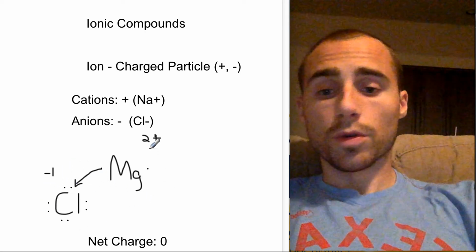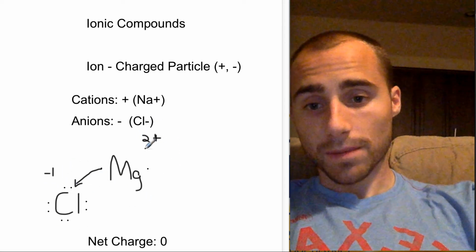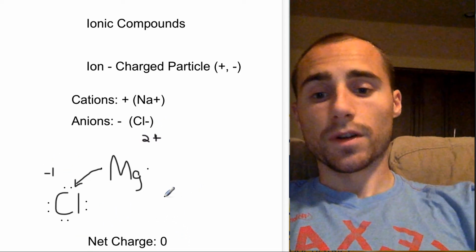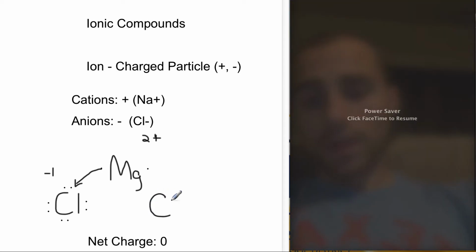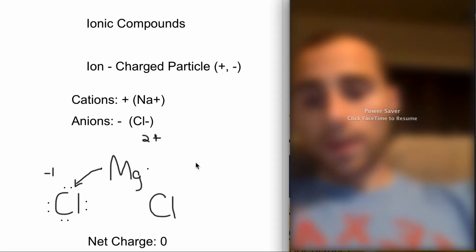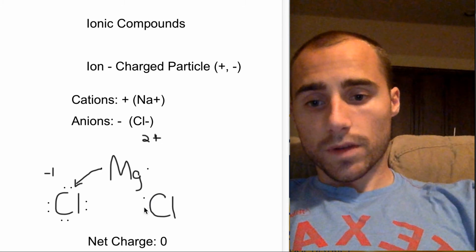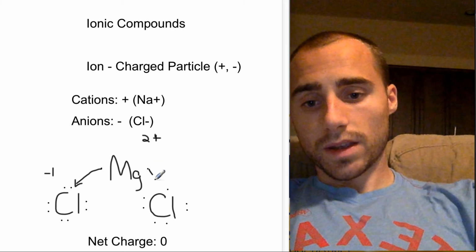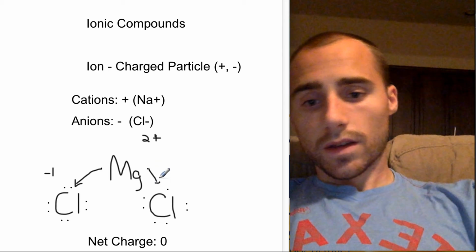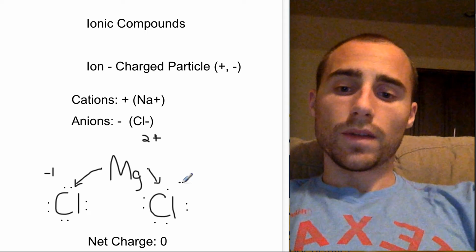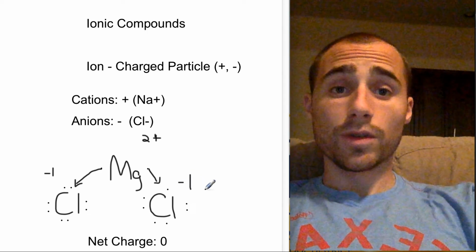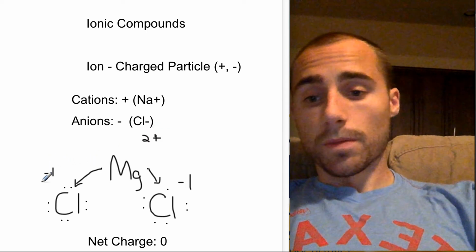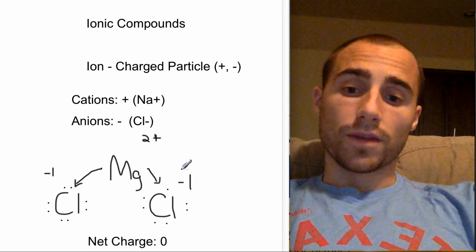Yeah, there has to be 2 chlorines for 1 magnesium because this has a +2 charge and this has a -1 charge, and our net charge has to equal 0. So there's going to be another Cl right here. So Cl, we have 1, 2, 3, 4, 5, 6, 7. Magnesium is going to give this electron to this chlorine, giving this chlorine a -1 charge. And now, you see why we did that? Magnesium has a 2+ charge. It has to equal -1, -1.